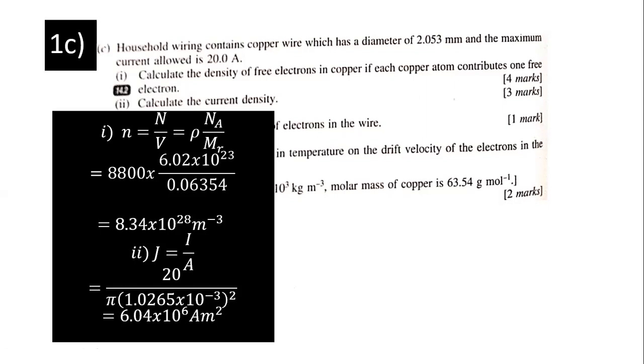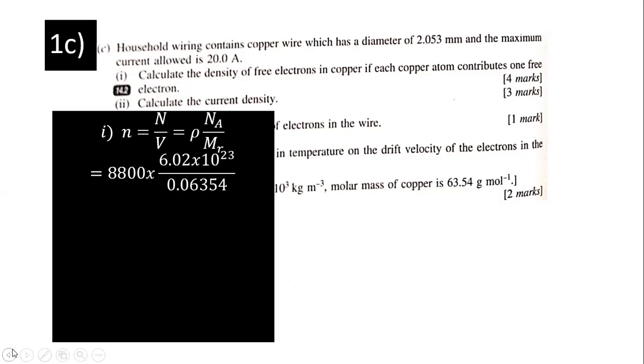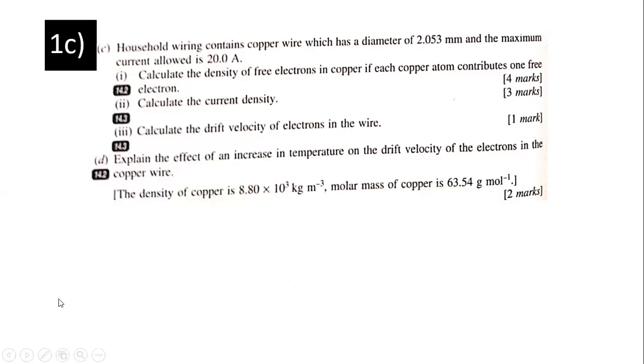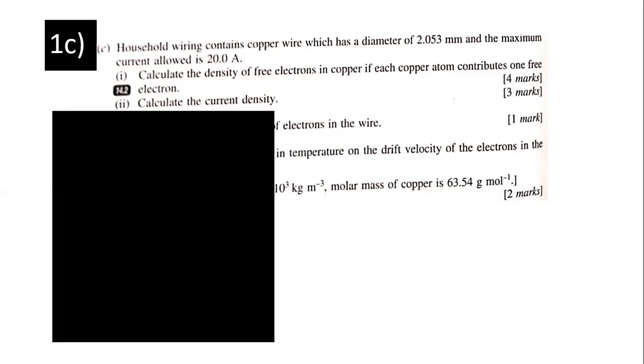Any comment? Sorry, it's all hidden up. Cannot see. Let me just remove it and read the question. Calculate the drift velocity of the electron in the wire. Explain the effect of increase in temperature on the drift velocity of the electron in the copper wire.